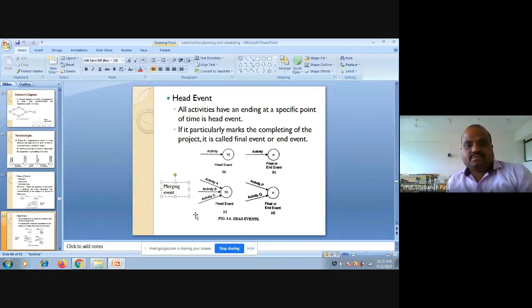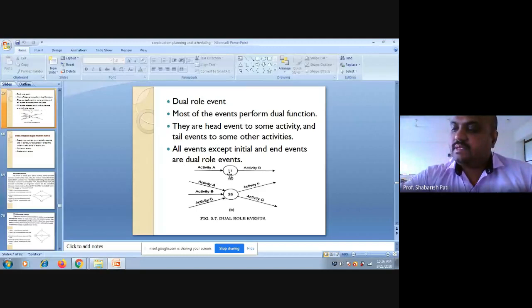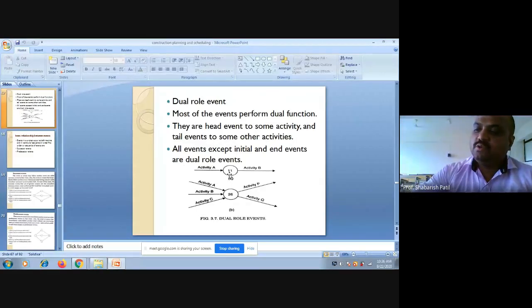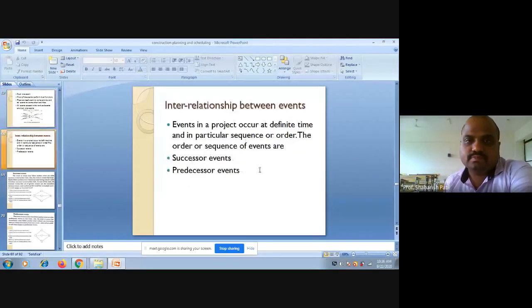Okay, and a few of the events perform both functions, being a tail event and then a head event. If you look at this 11th event, there is an activity A which is reaching event 11, and there is an activity B which is coming out of this event. So this 11th event is performing dual roles. So this is called a dual role event.